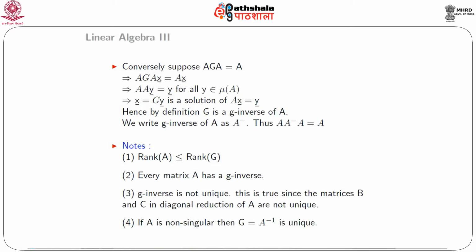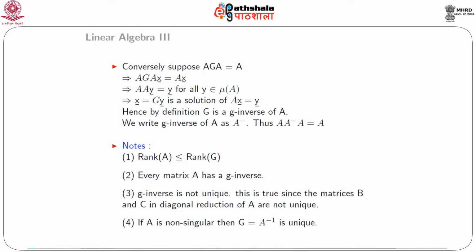Notes: 1. Rank of A is less than or equal to rank of G. 2. Every matrix A has a G inverse. 3. G inverse is not unique in general because the matrices B and C in diagonal reduction are not unique. 4. If A is non-singular, then G is equal to A inverse, which is unique.